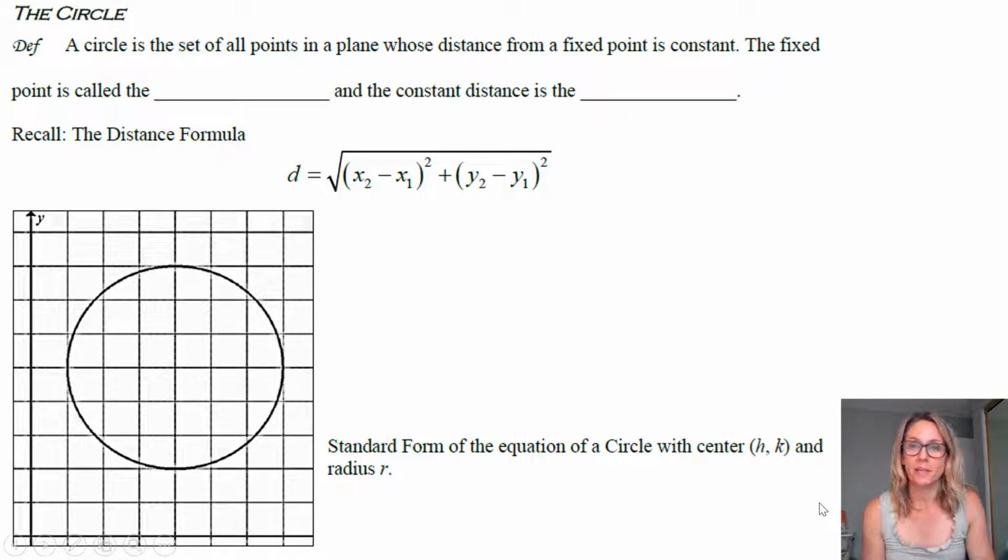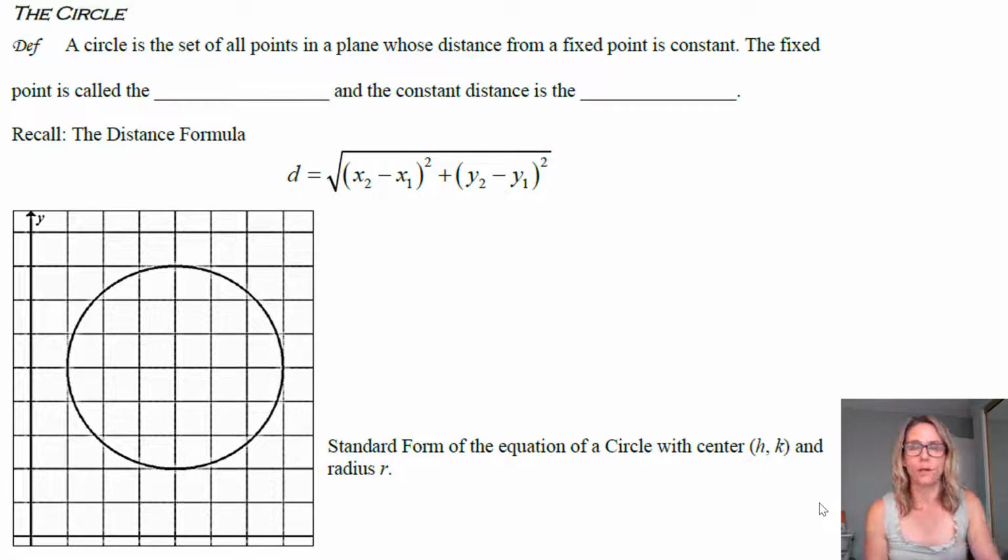Hi everyone, this is the second half of section 1.9 and we're going to be talking about circles. So notice there's a definition. The idea of a circle is that you have a point in the middle and the circle is every other point that is the same distance from that center point. So the circle itself is the set of points that are all around.